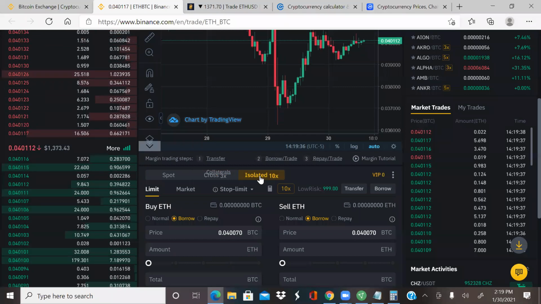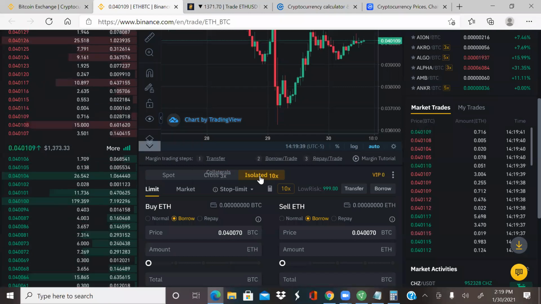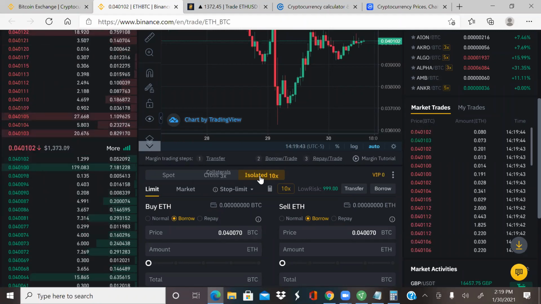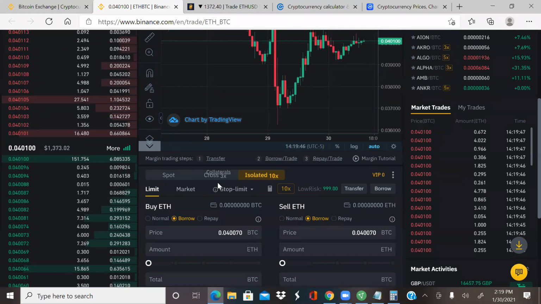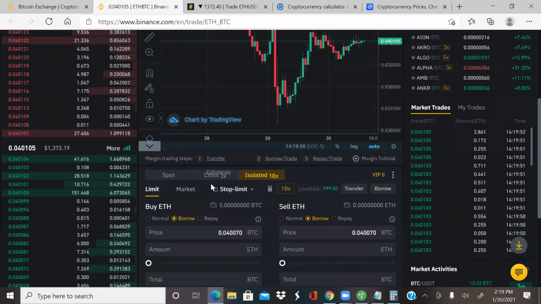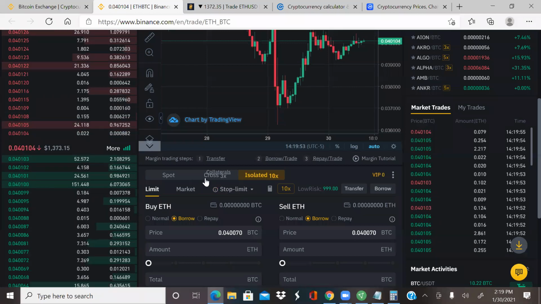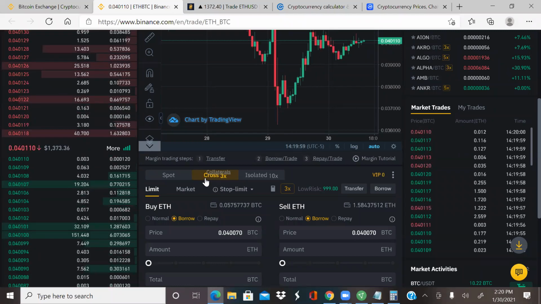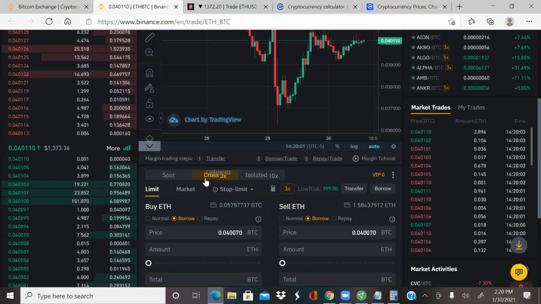I'm still talking about margin trade. Since you don't have any other asset that can help you sustain that negative trade, you lose everything. So what I always advise people to do is stay with cross margin, because that way you won't lose all your funds.